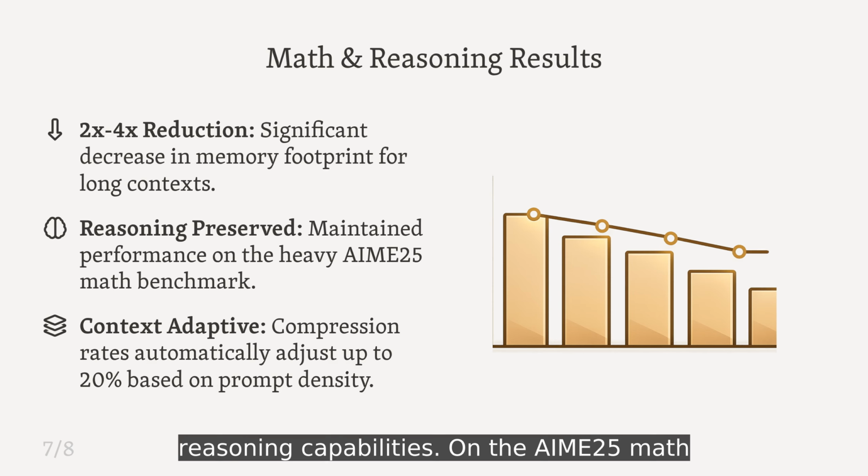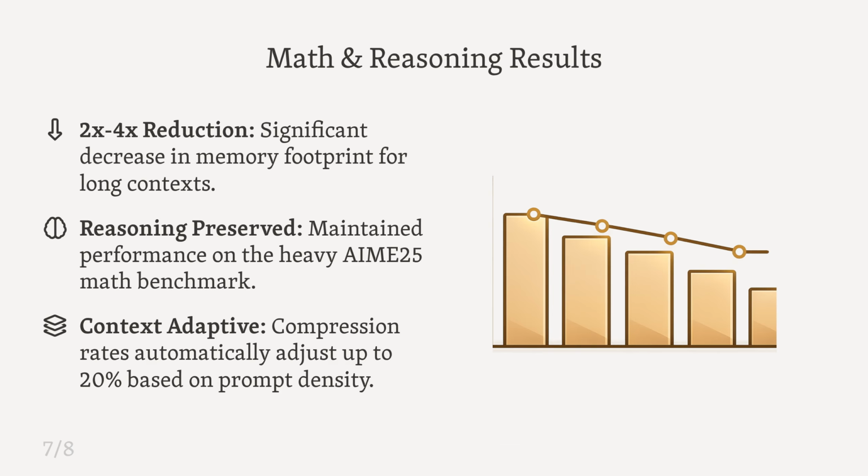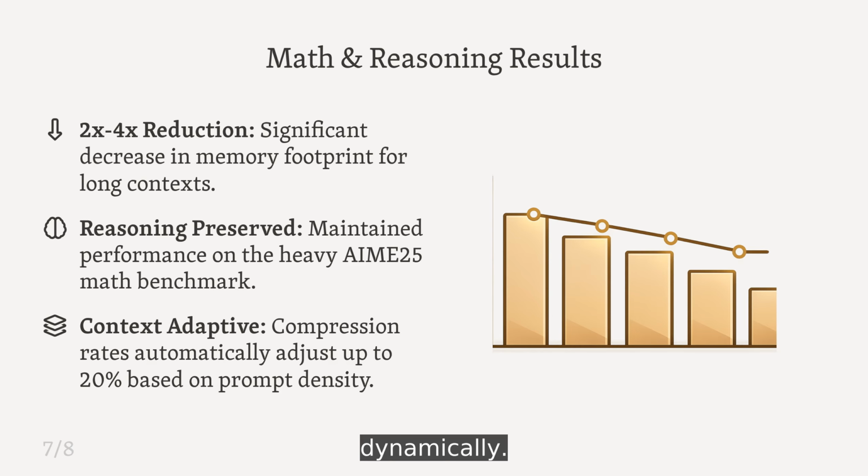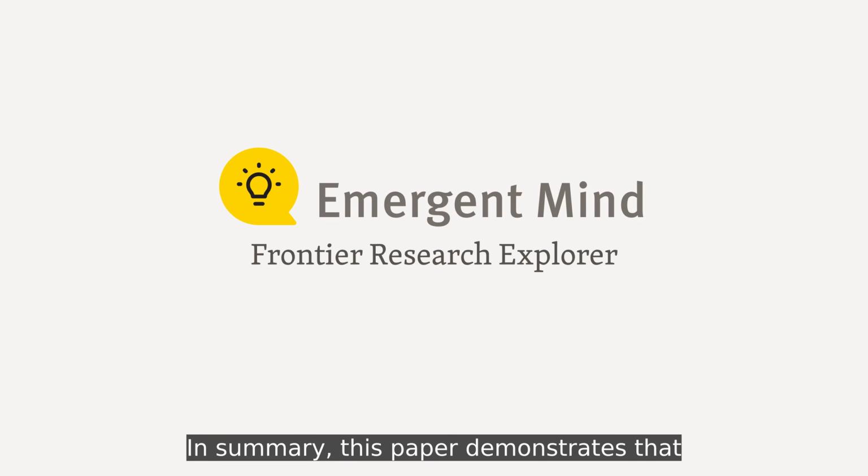Beyond just standard retrieval tasks, the results highlight a crucial win for reasoning capabilities. On the AIME25 math benchmark, the model preserved its reasoning performance even when discarding over 50% of the memory. Furthermore, because the method is adaptive, it automatically keeps more tokens for complex prompts and fewer for simple ones, optimizing resources dynamically.